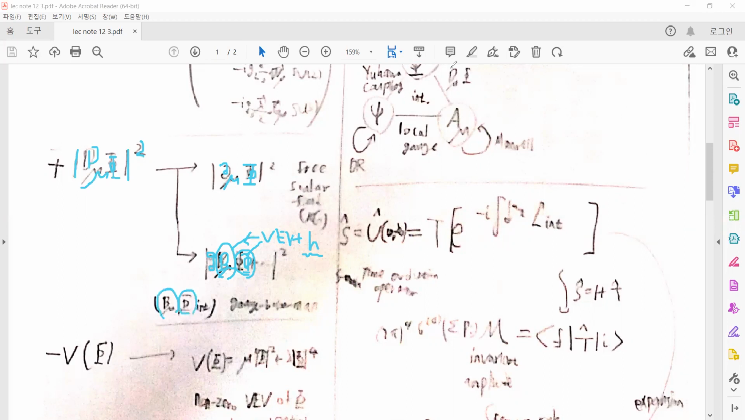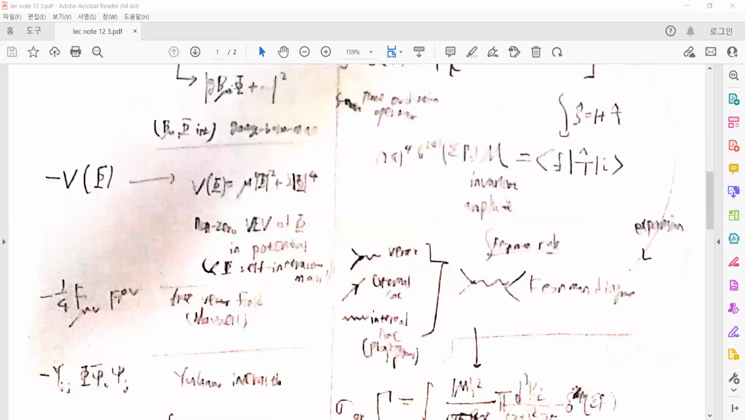And the next possible term is the scalar potential, which contains the mass terms of the scalar fields and the self interaction of scalar fields. Such a scalar potential determines the vacuum expectation value of the scalar fields, which is a minimum point of the potential.